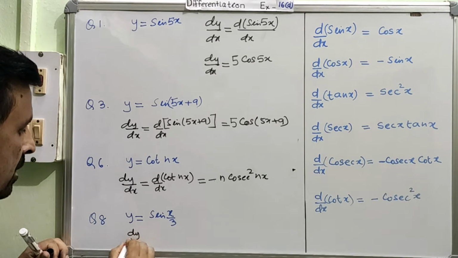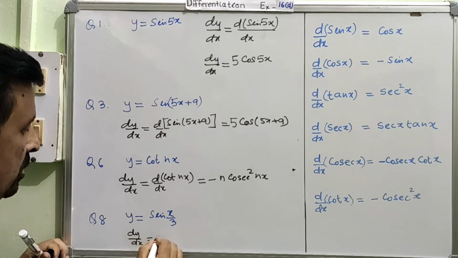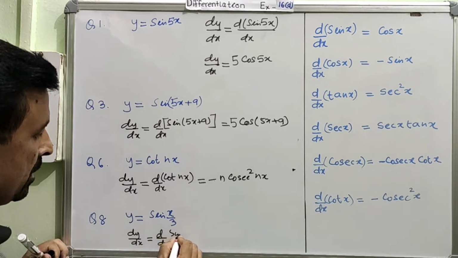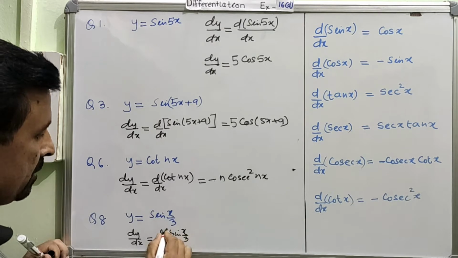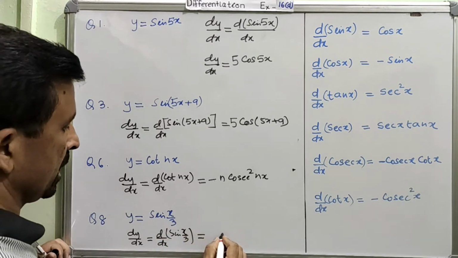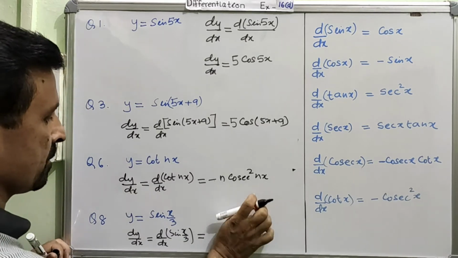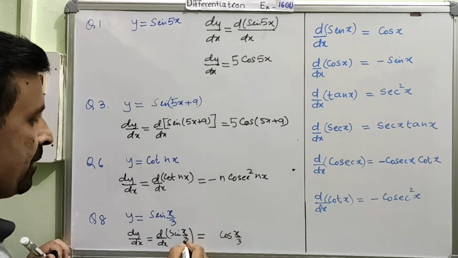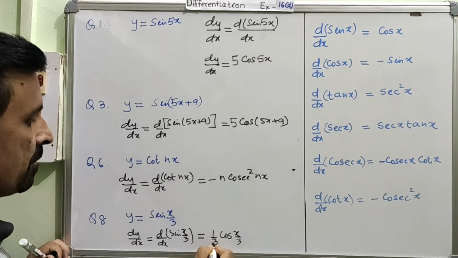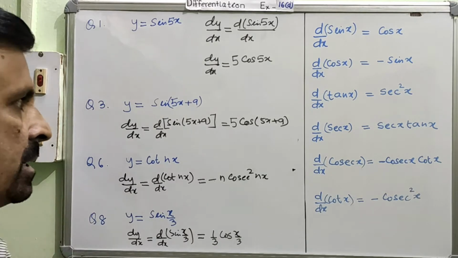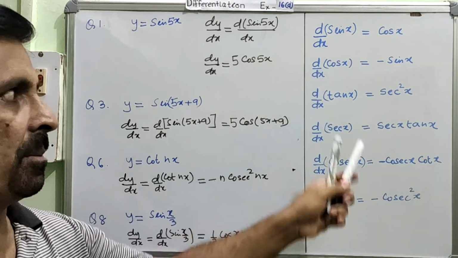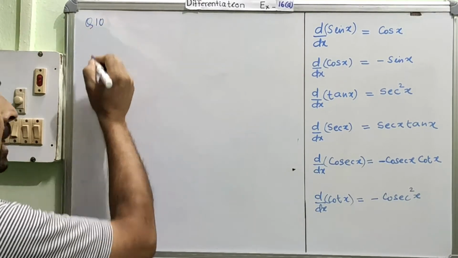dy by dx is equal to the derivative of the given function sin x over 3. Now the derivative of this will be, for sine it will be cos x over 3, and then the derivative of x over 3 will be 1 over 3. So you can see here, the derivatives of the trigonometric functions are easier than the derivatives of the algebraic functions. You just need to remember these rules. Right? Thank you.